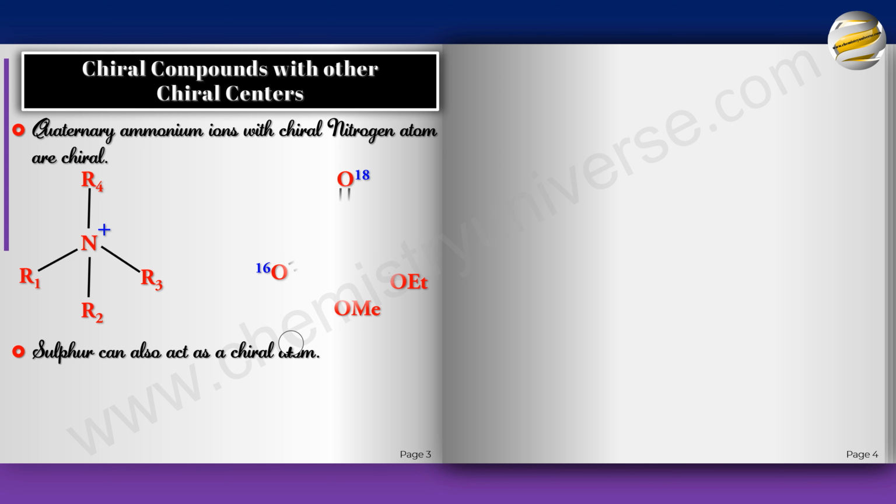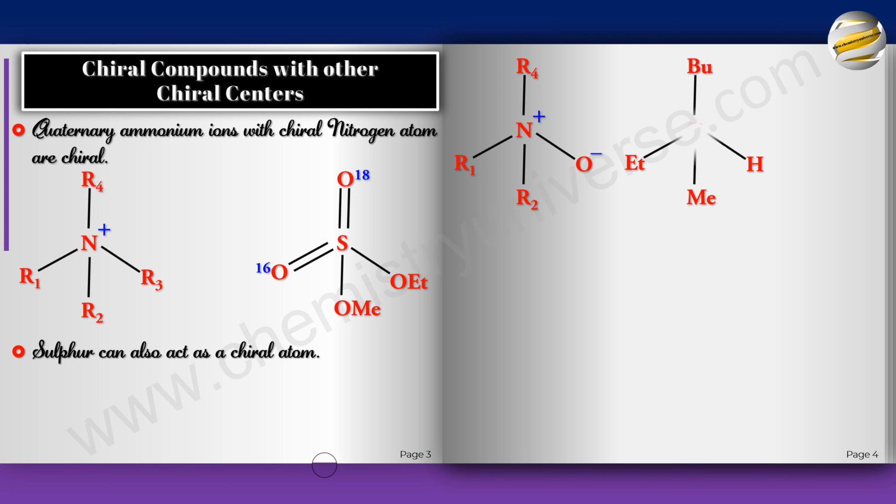Look at this one. Now even though there are two double-bonded O's, those are isotopes, and the moment you change isotopes, the molecule will become chiral. Look at this. This is a tertiary amine oxide. It's chiral. This is a silicon compound. Chiral. This is a phosphorus compound. Again, four groups, tetrahedral, chiral.